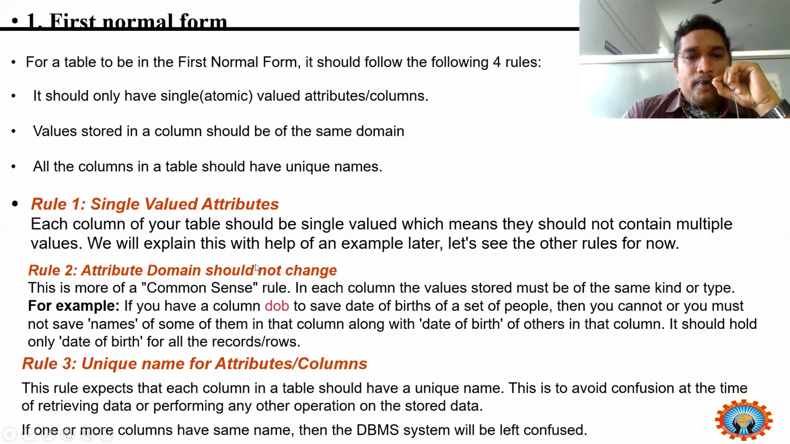Next, the attribute domain should not change. For example, if you say DOB, date of birth, we have to represent it with numeric values, and it should not be names. Next, unique names for attributes or columns. This rule expects that each column in a table should be unique. This avoids confusion at the time of entering data or performing any other operation on the stored data. It is not possible to create two attribute names the same in a single relation. If one or more columns have the same name, then the DBMS will be confused.